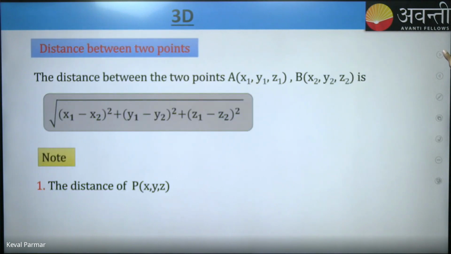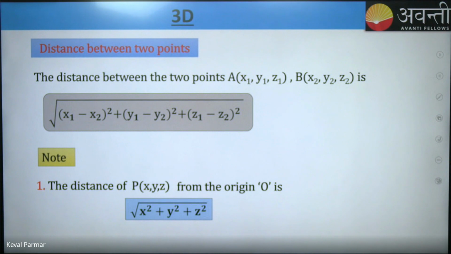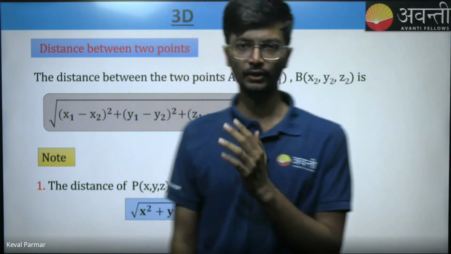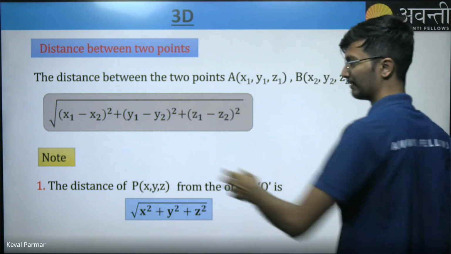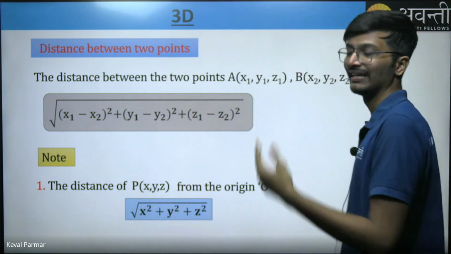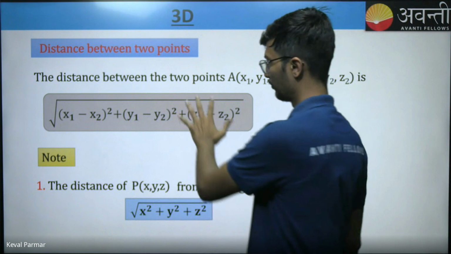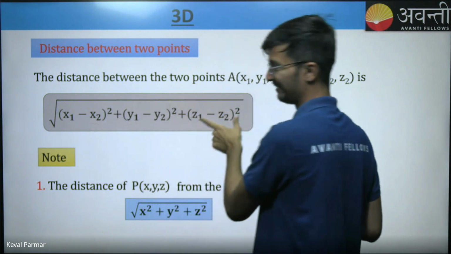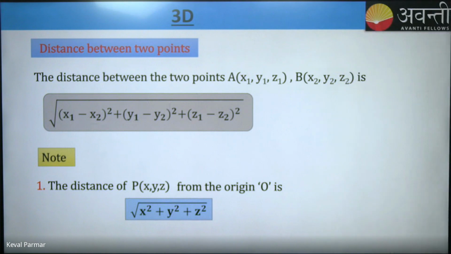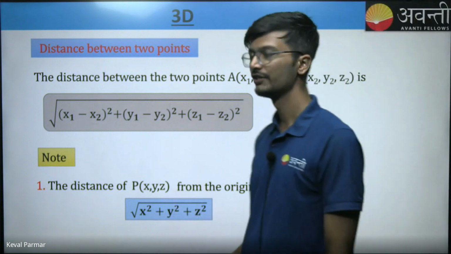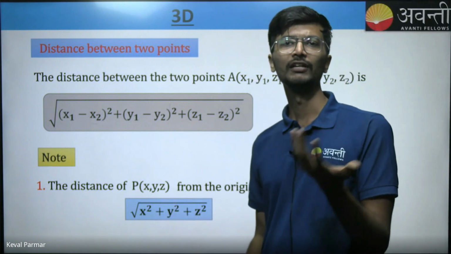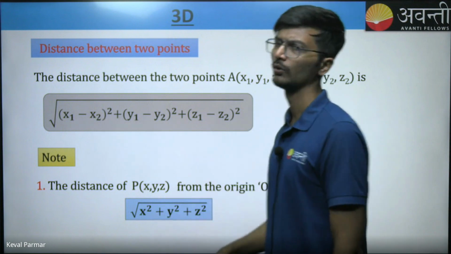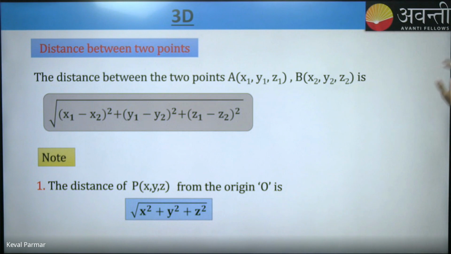Now this is a basic formula: distance between two points. Let's say we have two points x1, y1, z1, and x2, y2, z2. Then the distance between them is given by the same formula. It is the extension of the 2D formula. In the 2D formula, we have only this part. In 3D, we have the z coordinate. Similarly, the distance of P from the origin, that means one of the points will be O(0, 0, 0), we will get under root x square, y square, and z square.